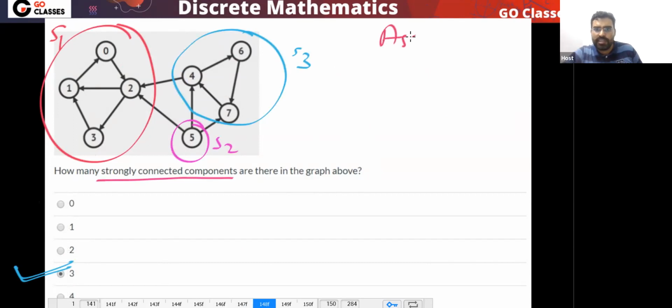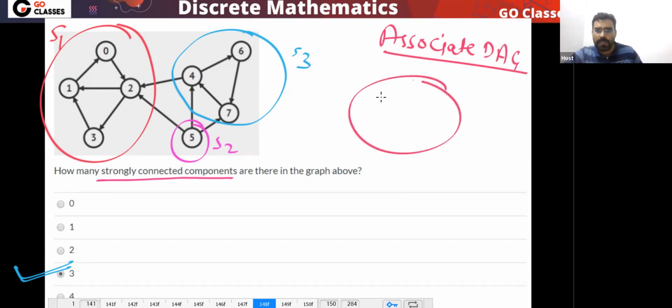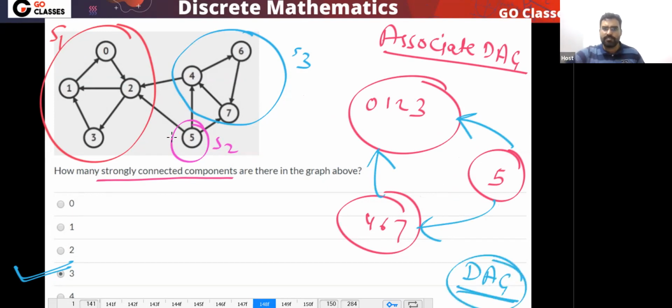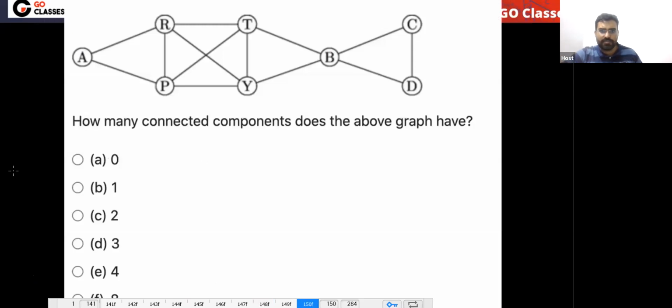Actually, the associated DAG, what will that be? The associated directed acyclic graph will be like this: 0, 1, 2, 3, 5, 4, 6, 7. So finally, from 4, 6, 7 to this you will have an edge, from 5 to this also you will have, and from 5 to this also you will have. Okay, this is your DAG. You can check. So the answer will be 3.